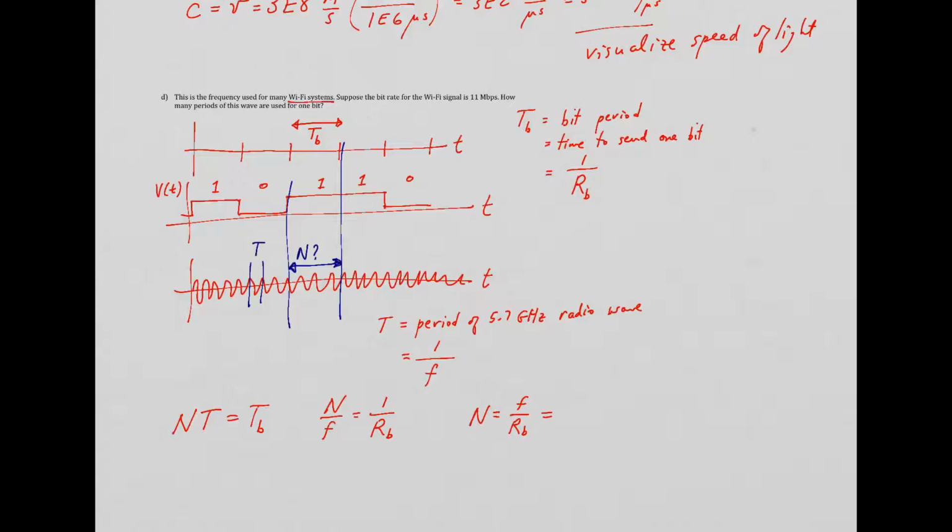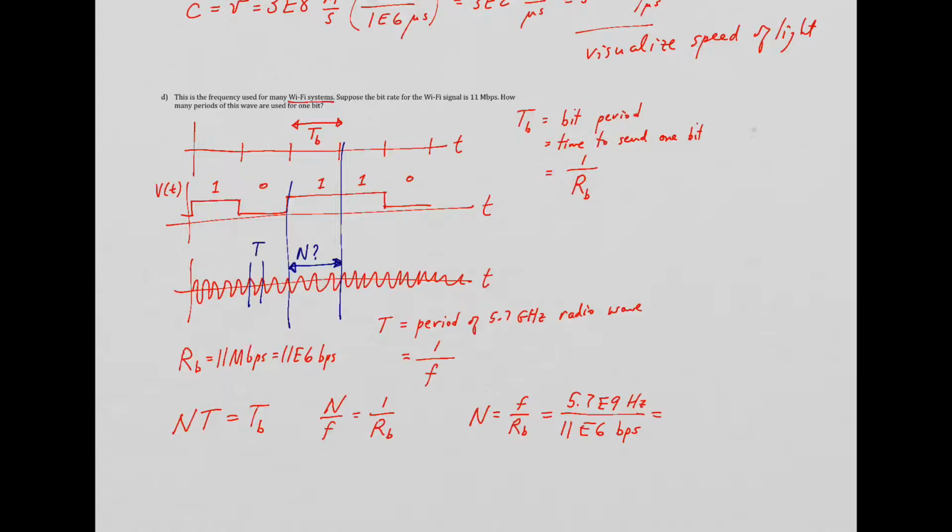I have the bit rate, 11 megabits per second. RB is 11 megabits per second, which is 11e to the 6th bits per second. So I'm going to write 11e to the 6th bits per second, and I'm going to keep the units on these numbers. And the frequency is 5.7e to the 9th hertz. And so the 9 minus 6 is a 3, right? So I get 1,000.